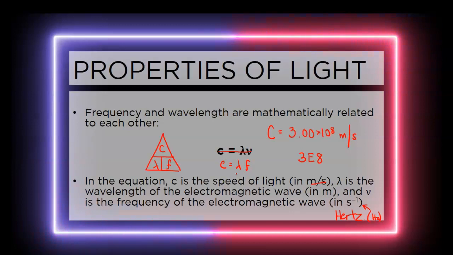these math problems we do with this, the step is the same. It's nice because the step is the same for both. We always know what C is. We always know C is 3 times 10 to the 8th. So we're either going to be dividing by wavelength or dividing by frequency. Whichever one you want to get, you just divide by the other one.